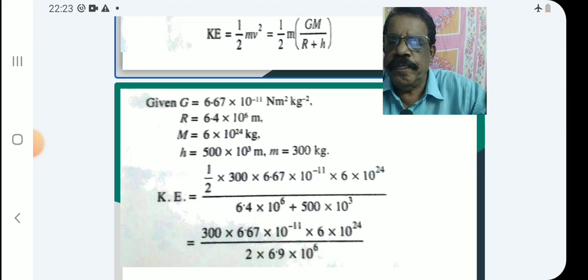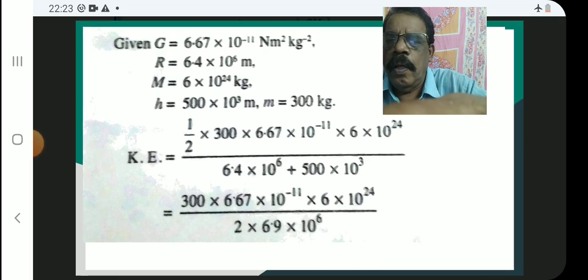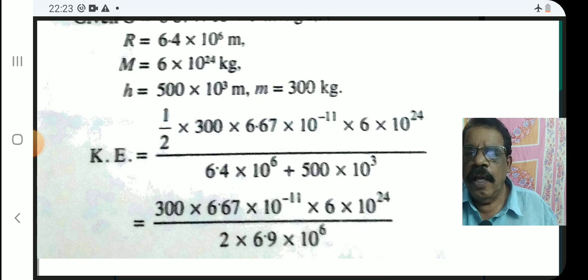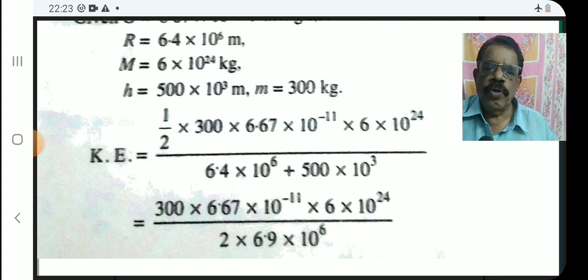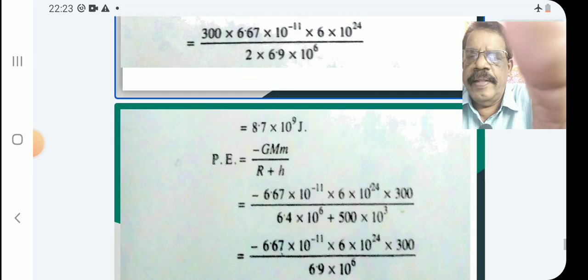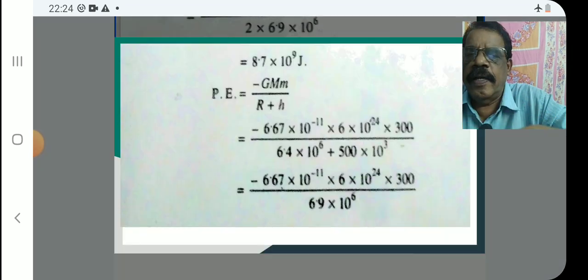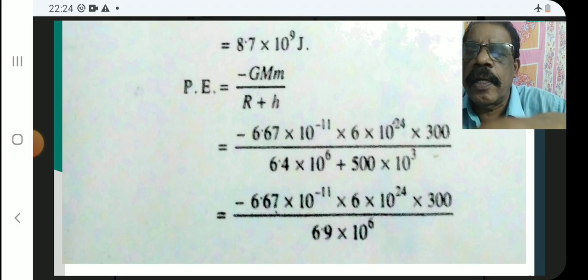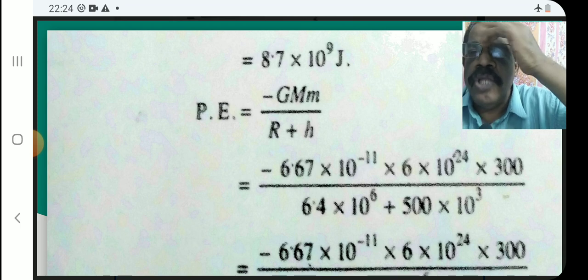Put the values. mGm by 2r, all values are given, substitute the values, simplify. Either denominator will come 2 into 6.4, that is 2 into 6.9 into 10 raised to 6. You copy down the values. Then we get 8.7 into 10 raised to 9 joule.